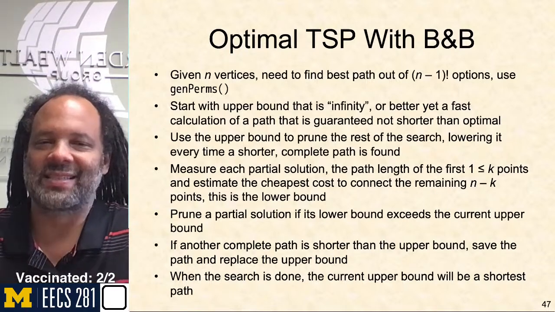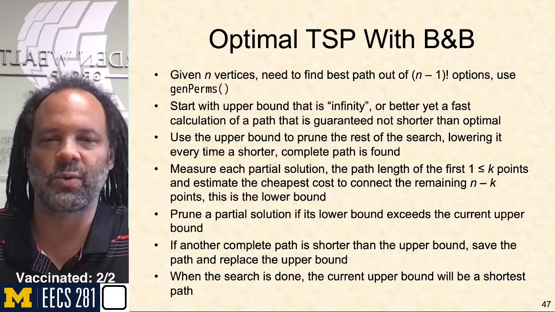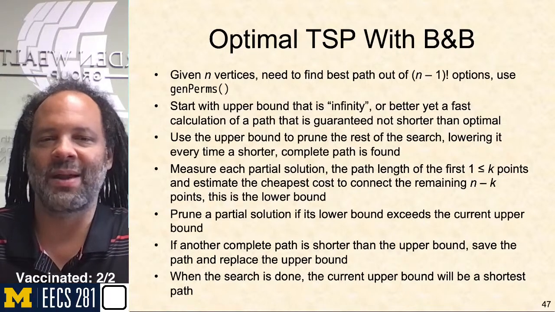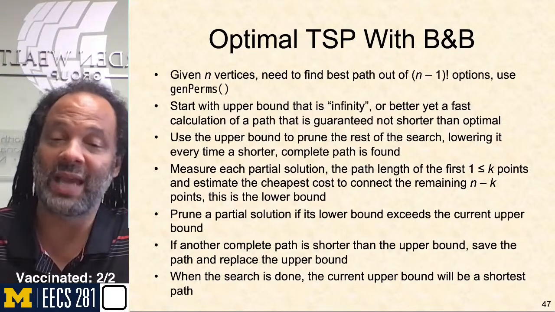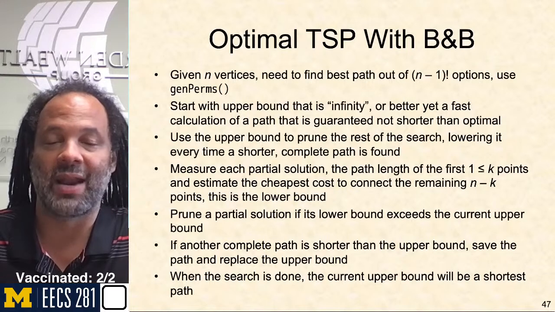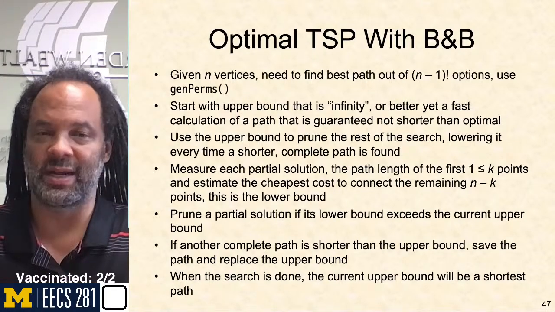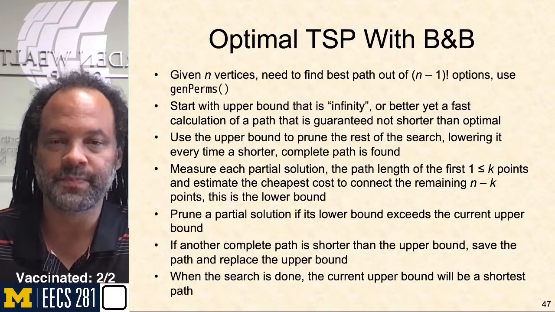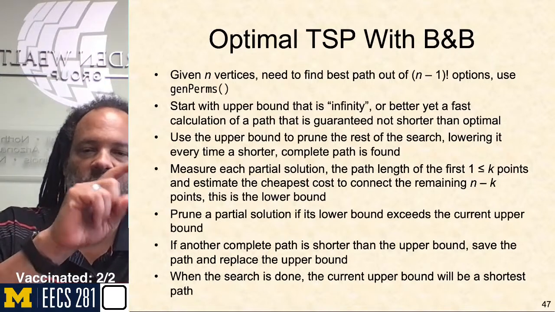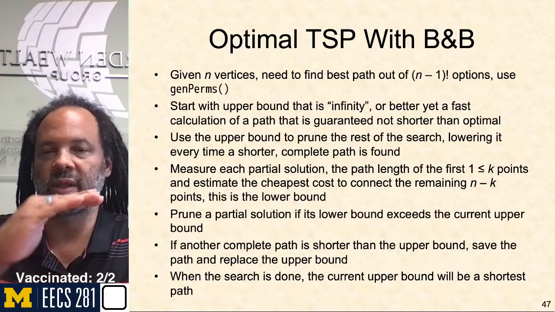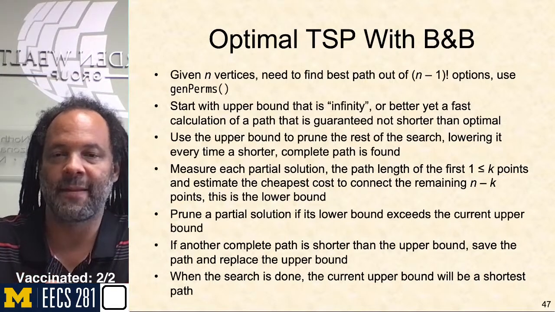So if we use that instead of our infinity bound, then we say, okay, well, that's the worst we're going to do. If we can't find any better than that, then that's our best. But if we can find something better than that, I've cut out a lot of work because I don't have to look all the way up to infinity. I have to look up to this fast version of it. We're going to use this upper bound to prune the rest of the search, and we lower it every time we find a shorter complete path.